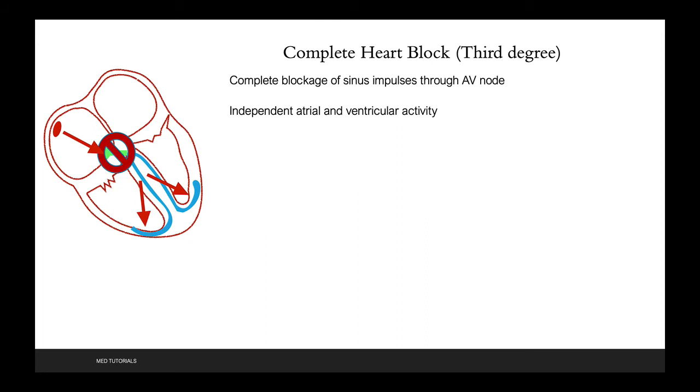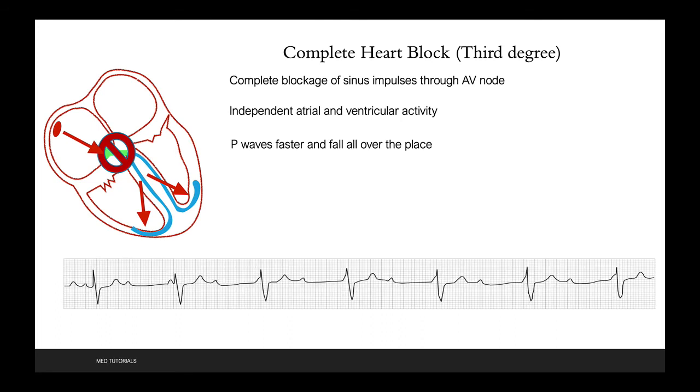So the SA node might be functional and the atria are beating at their own rate, and the ventricles either through the AV junction or below, or from the ventricles, they generate their own system of impulses. So the P wave, usually what we know is that the P wave is faster, and because they are faster than the rest of the complexes, on an ECG strip we see that they fall all over the place.